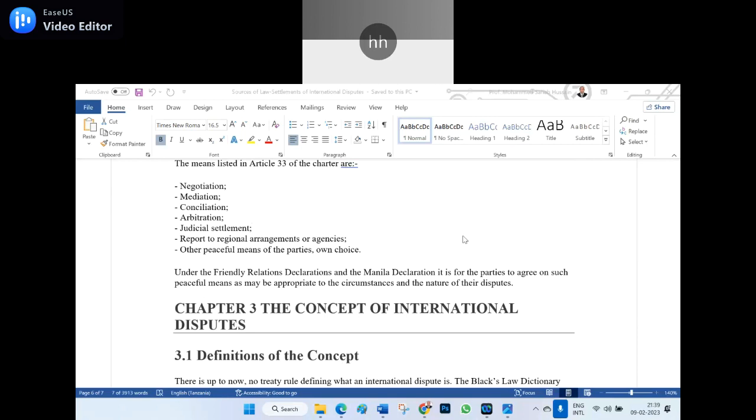Yes. So now, how many sources of law are there? Now tell me, for the international dispute settlement. They are four. Enumerate them.